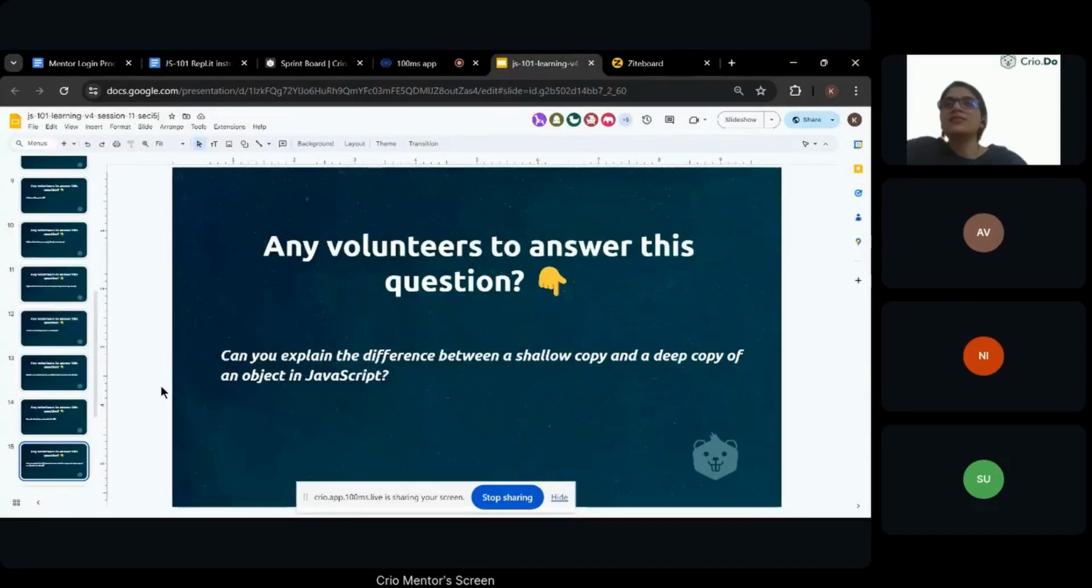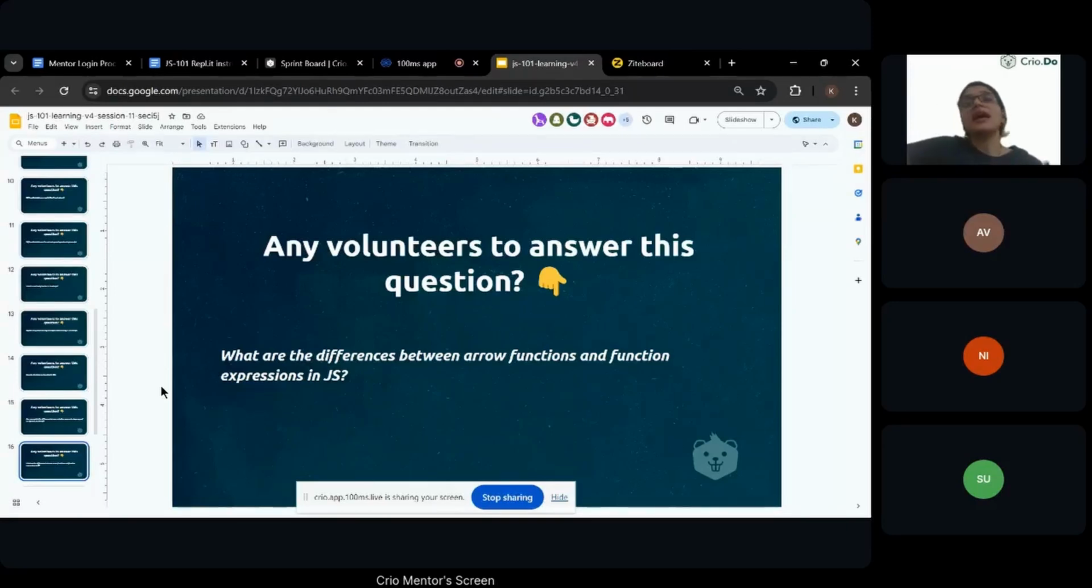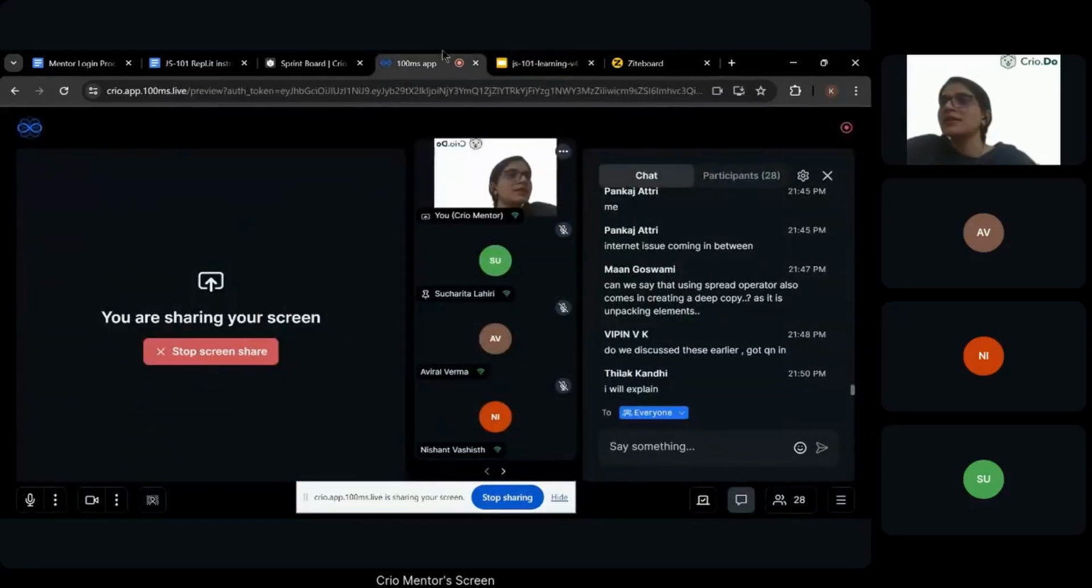With that, then we'll go for the next question. Who would like to answer what are the differences between arrow functions and function expressions in JavaScript? Arrow functions and function expressions in JavaScript. Okay, we have Tilak. I would like to hear Tilak then.